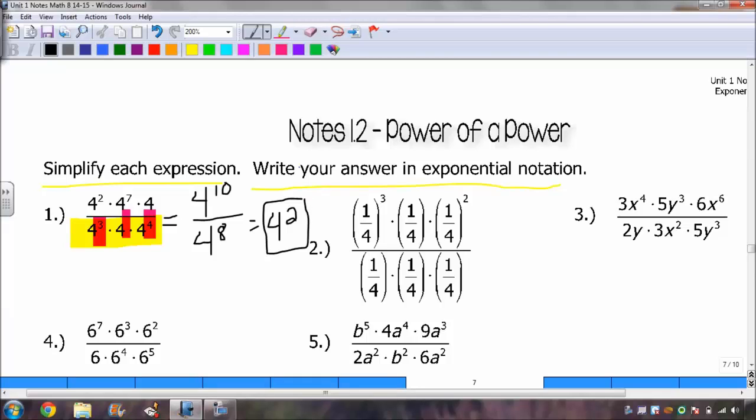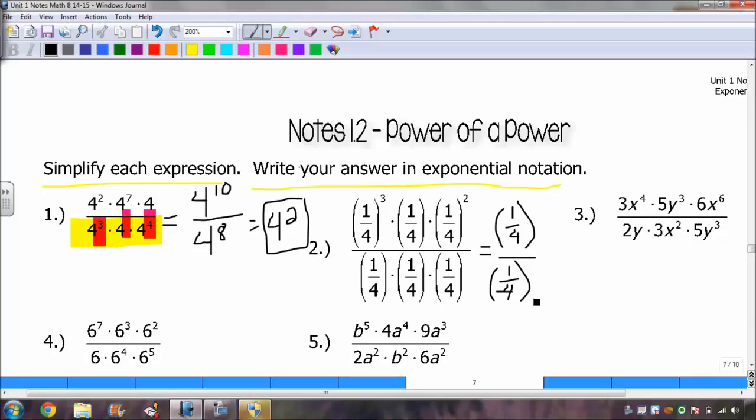All right. So number 2, I want you to figure out on your own. This should be 1/4 to the what power divided by 1/4 to the what power. Please press pause, see if you can figure out what the powers are going to be for the numerator and the denominator, and then come back to see how you did.